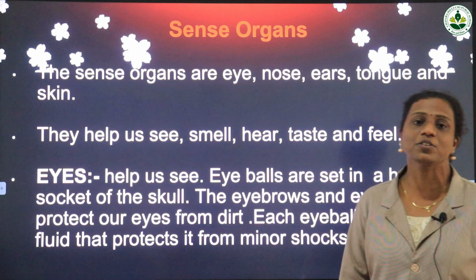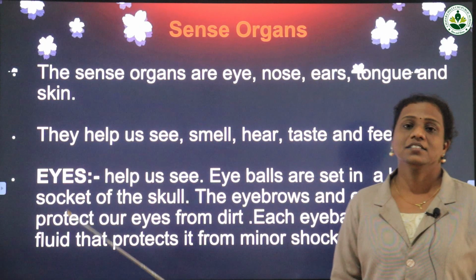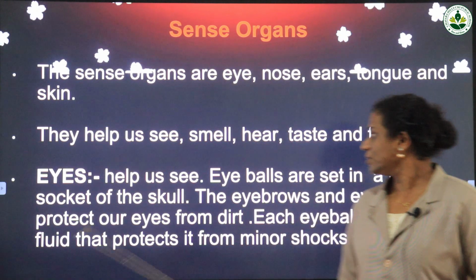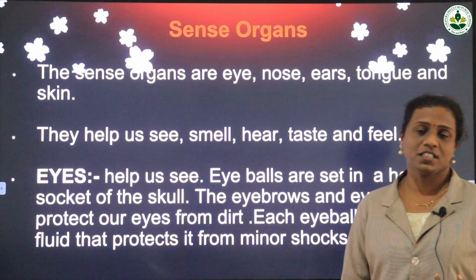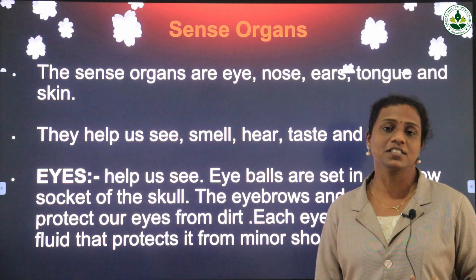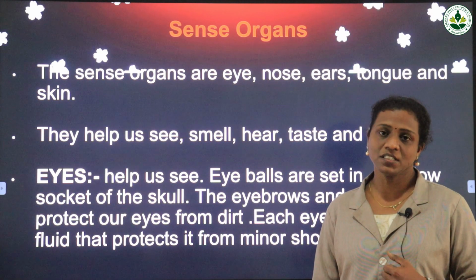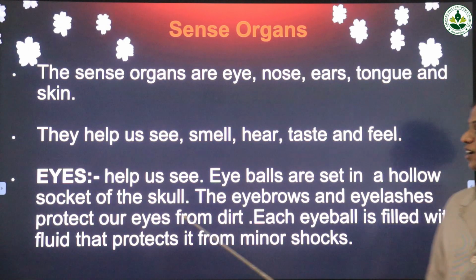First, we are going to study about our eyes. What is the main function of eyes? It helps us to see. It is located in the eye socket. When we studied the skeletal system, we studied the eye socket as a part of the skeletal system. The eyeballs are set in a hollow socket of the skull.